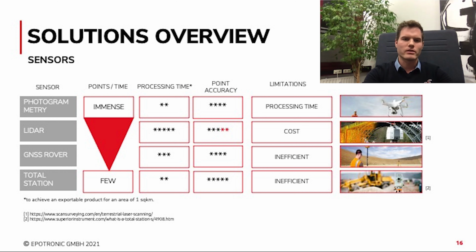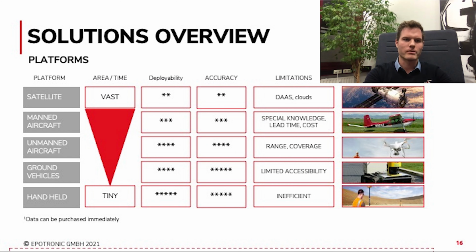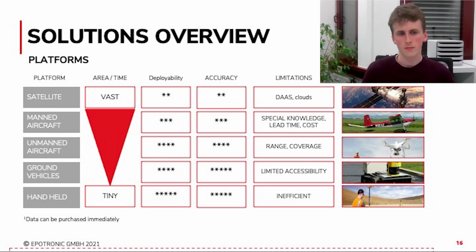So there's also an overview that we wanted to provide you. What are the kind of platforms? The types to use. We have handheld devices, the GNSS rovers, the total stations, also handheld LiDAR stations. Then we have ground vehicles, unmanned aircraft, multi-copter, fixed wing, manned aircraft, as well as satellites.